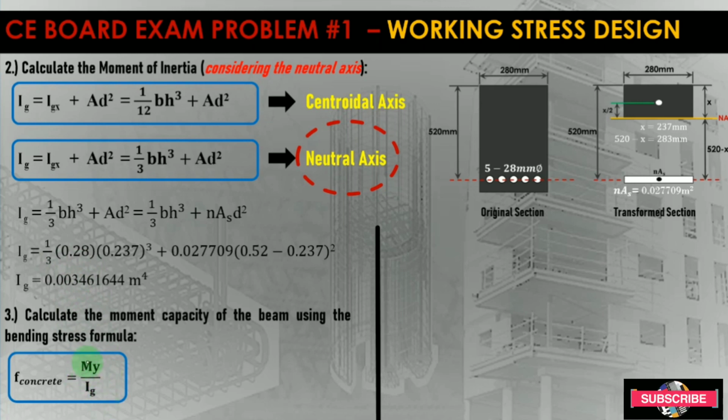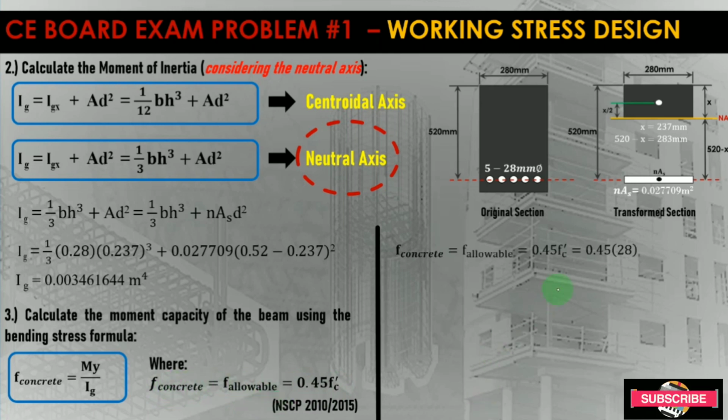And our gross moment of inertia is just equal to this. But as you can see, we don't have the value of M, since this is our unknown and we are only after this M, which is our moment capacity with respect to the concrete section. But we also don't have the value of the bending stress for the concrete. So what shall we do now? We are going to deal with the code. According to the code, for the concrete its allowable bending stress is equal to 0.45 times f'c, and f'c is given in the problem. So substituting 0.45 times 28 megapascal, we have f of concrete equal to 12.6 megapascal.